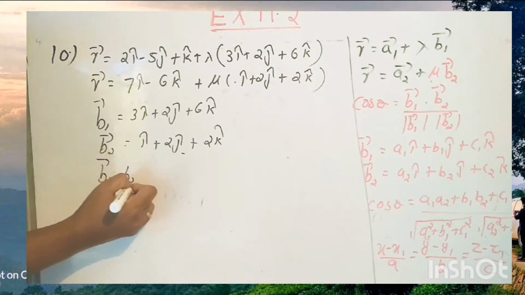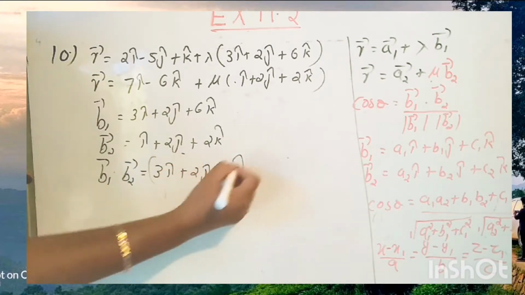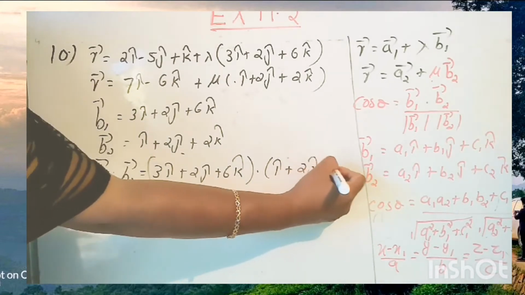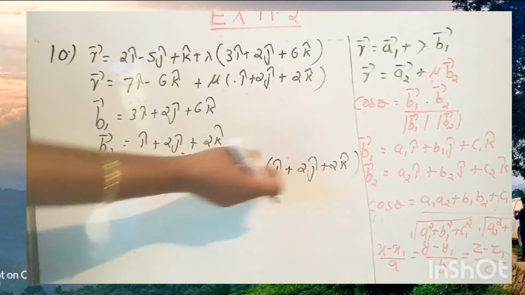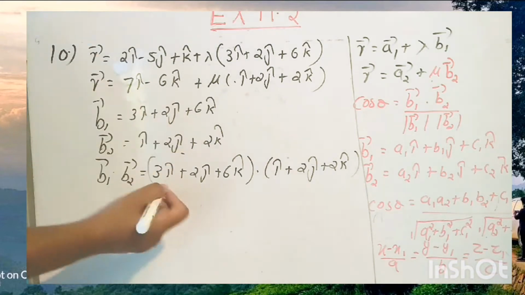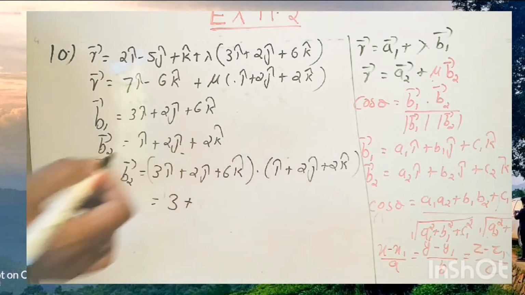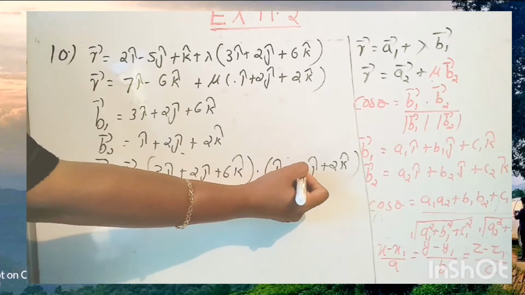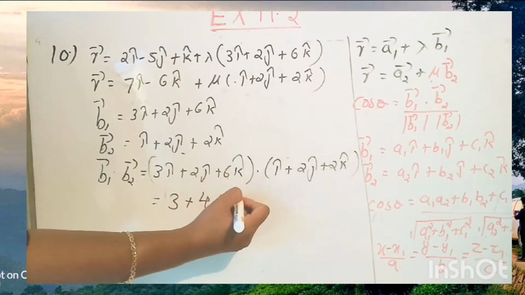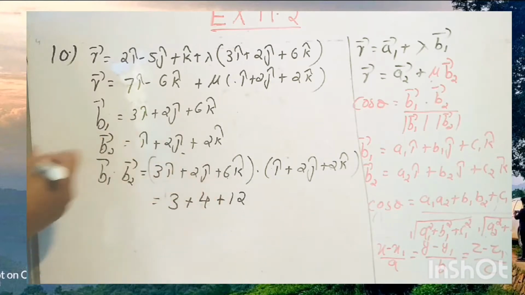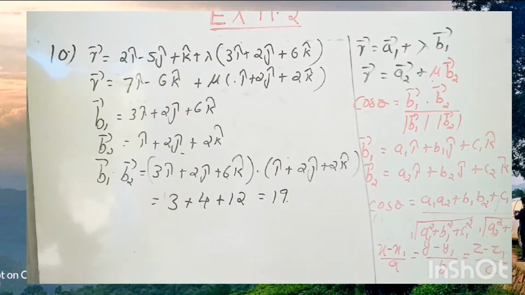So b1 vector dot b2 vector is equal to 3i plus 2j plus 6k dot i plus 2j plus 2k. These vectors are given in component form, so the dot product is i component into i component, that is 3 into 1, that is 3, plus j component into j component, that is 2 into 2, we get 4, plus k component into k component, that is 6 into 2, 12. So this is equal to 3 plus 4, 7, 7 plus 12, that is 19. So b1 vector dot b2 vector we got as 19.